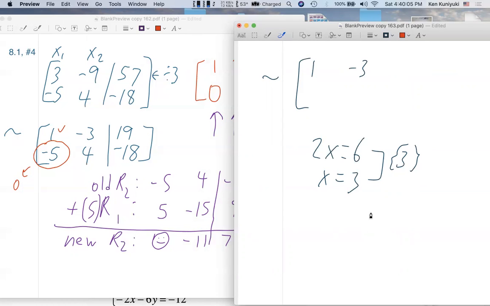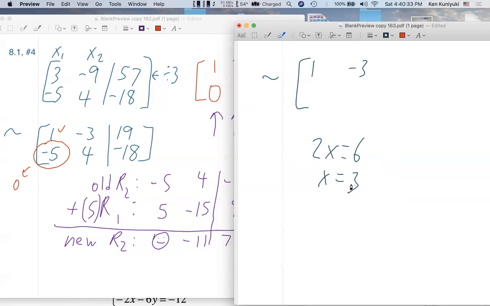So instead of an equal sign, we should use the tilde, because the matrices are not technically equal. Equal matrices must have the same numbers in the same positions. Basically, only this matrix is equal to itself. But these are row equivalent matrices because they represent equivalent systems. They have the same solution set.